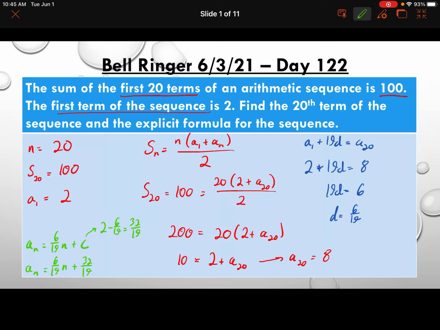Let's see, does it work? If I plug in 1, I get 38 over 19, which is 2, so that works. What about if I plug in 20? If I plug in 20, do I get 8? So if I plug in 20 times 6/19 plus 32/19, yep, I get it. So the formula does work. So that's your explicit formula, and that was your 20th term.